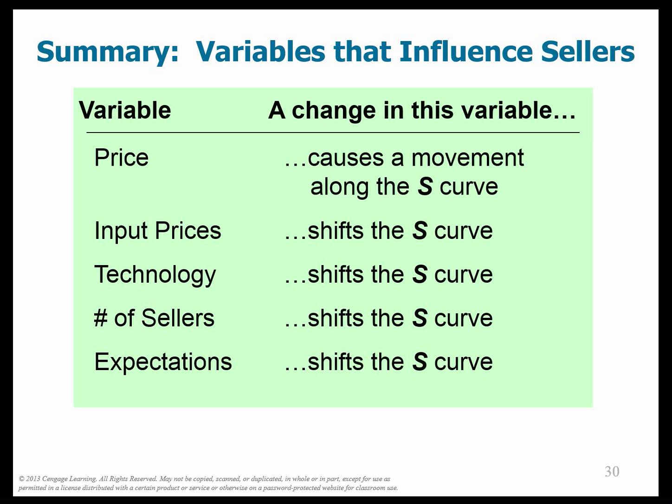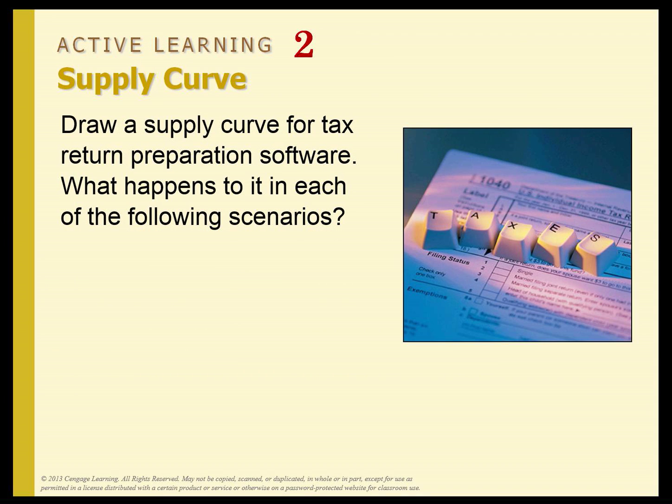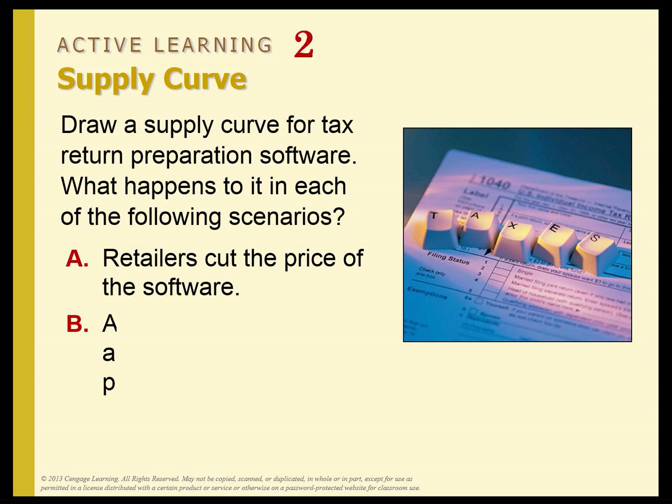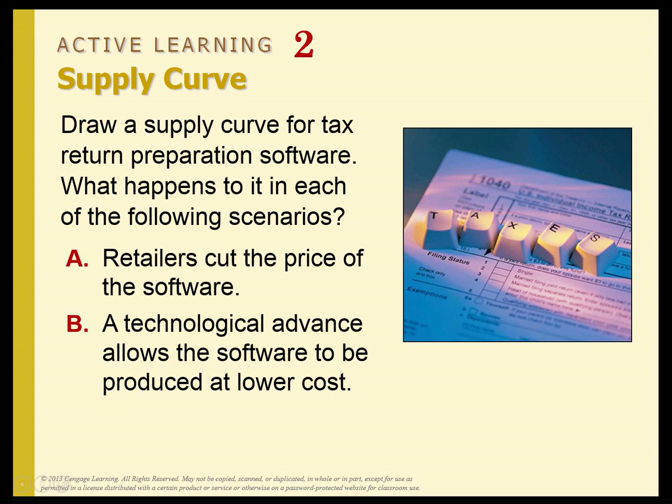Here's a quick summary of all the different things that can change the quantity supplied. Again, I want to point out that price does not shift the supply curve. It only causes a movement along the supply curve. These other things actually move the supply curve. All right, let's do an example. I want to know what happens to the supply curve under each of these following scenarios. Go ahead and do them on your paper, and then I will give you the answers.